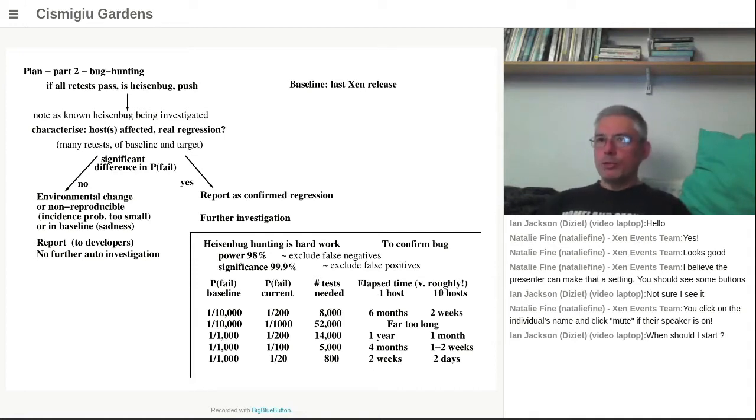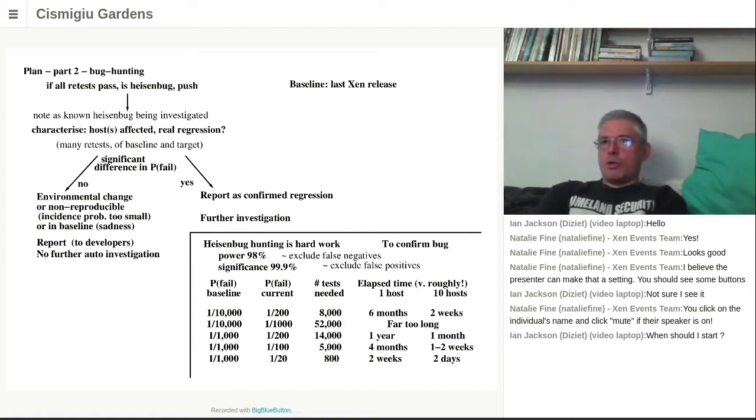So in order to do that, and to have good confidence in the answer, and that's essential because people start to disregard reports that aren't reliable, I've done some sums. I should explain what some of these figures are.